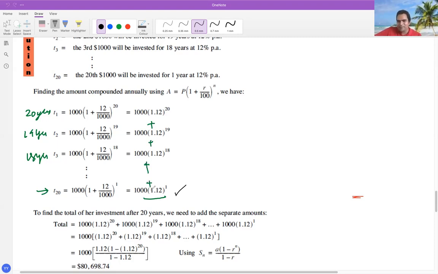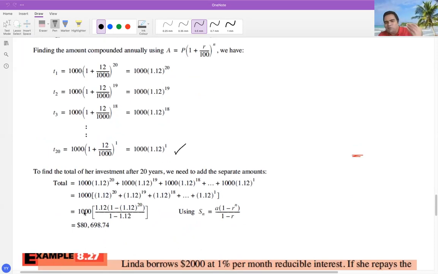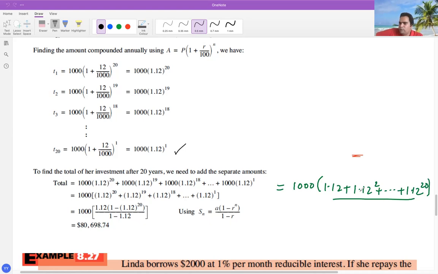So when you add them, you get the net series value, which will be the worth of the investment. If you look at this, it forms a proper geometric series. Now here, they have written the series with the decreasing power ratio. What I would do is write it with 1000 times 1.12 plus 1.12 squared and so on, up to 1.12 to the power of 20. And this forms a geometric series, so you can find out using your formula.